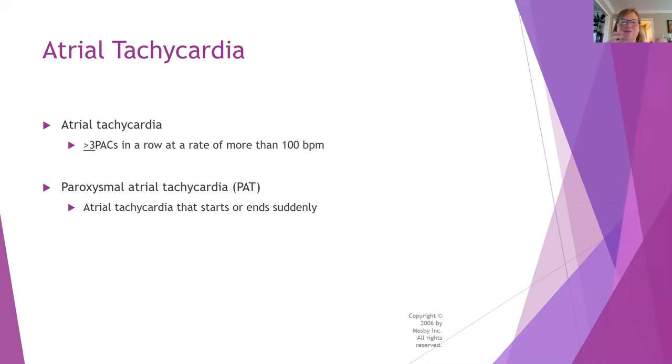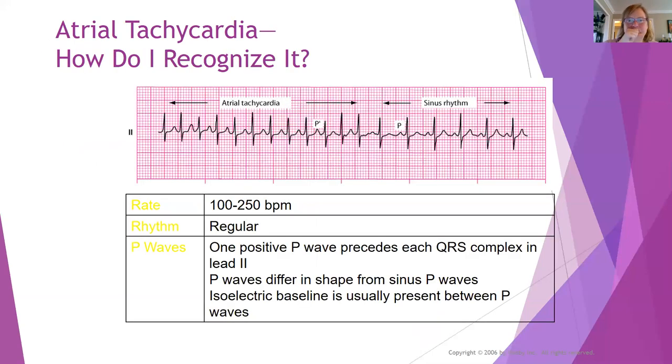So when it starts or stops suddenly, we call it paroxysmal. And again, that irritable site overrides the SA node as the pacemaker, it becomes the pacemaker site, and it's a rapid rhythm at greater than 100 beats per minute. So what does that look like on tracing?